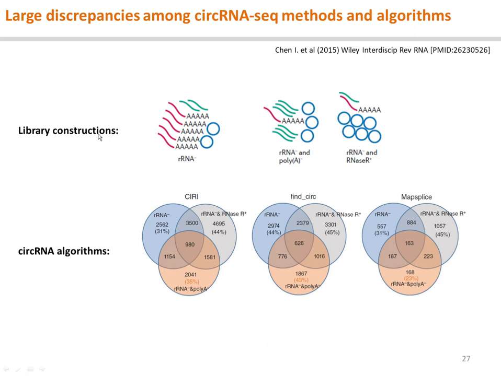In fact, by sequencing even the same RNA sample with different sequencing library construction methods and circular RNA analysis algorithms, results show very low concordance and very large discrepancies, as shown in these Venn diagrams.